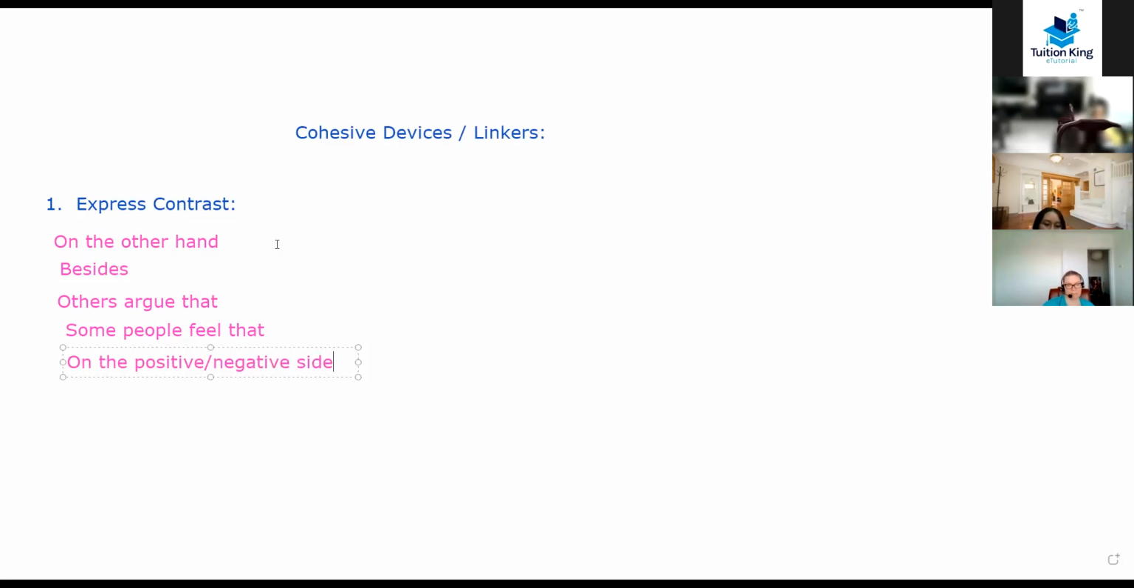Okay, any others? However. Very good, excellent. That was the word I was waiting for. However, very good. Okay, and I'm going to give you some more. So you can use however. You can also use nonetheless. Or you can use nevertheless. Okay, so all of these devices, these linkers, express contrast and also on the one hand.